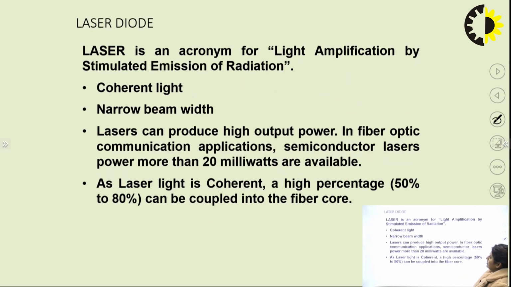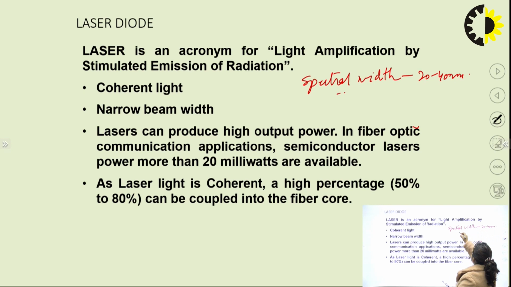So coming to laser diodes, laser, as we know, is an acronym for light amplification by stimulated emission of radiation. So if we compare both LEDs and lasers, LED has non-coherent light, the laser has coherent light, it has a narrow beam width, the LED has wider beam width. As we have seen already, the LED has a spectral width around 20 to 40 nanometer. So LEDs have much higher width as compared to the laser.